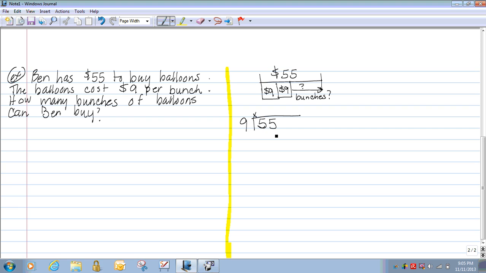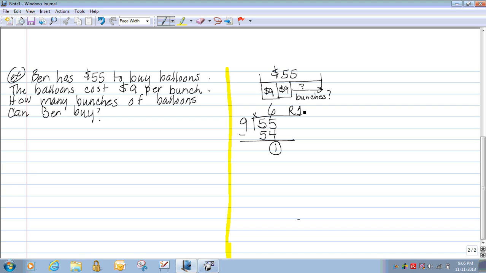9 times what number is 55? Well, 9 times no number is 55. 9 times 5 is 45. 9 times 6 is 54. 9 times 7 is 63. So 63 is too much. We need to make this a 6. 9 times 6 is 54. I write my 54 down. I subtract. 5 minus 4 is 1. 5 minus 5 is 0. So I have 6 with a remainder of 1.